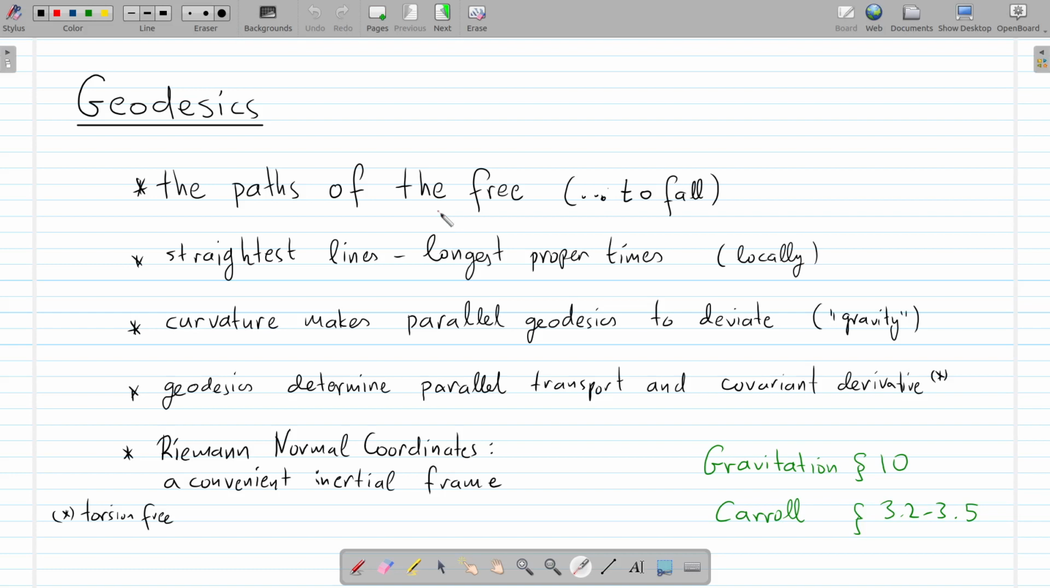We will define geodesics in terms of a given parallel transport or a covariant derivative on a manifold, but we will see that also geodesics determine parallel transport and covariant derivative. Finally, we also want to discuss how to use geodesics to define a special set of inertial frames that is given in terms of coordinates which are called Riemann normal coordinates.